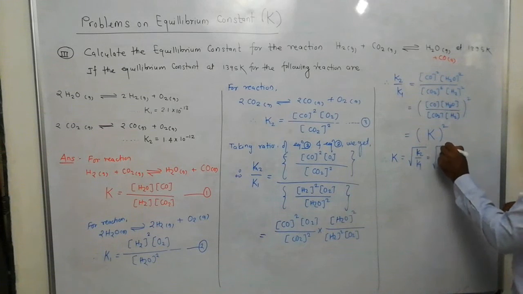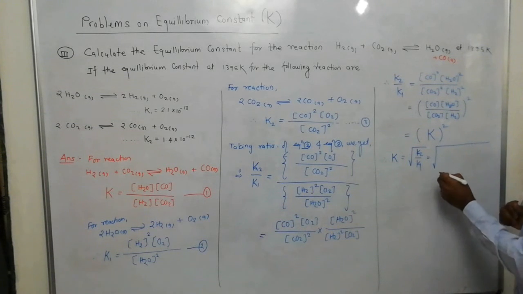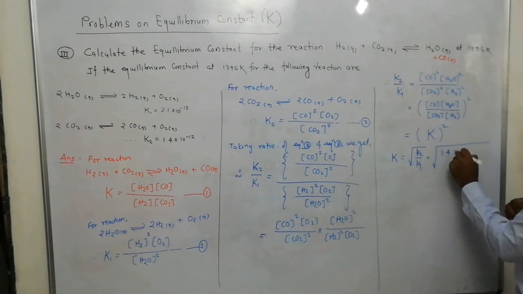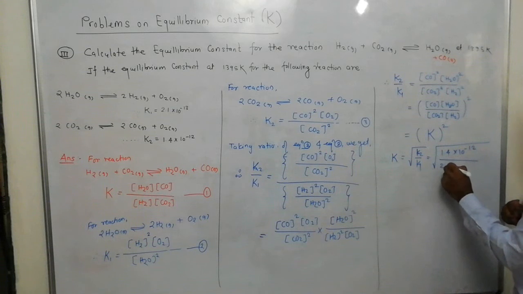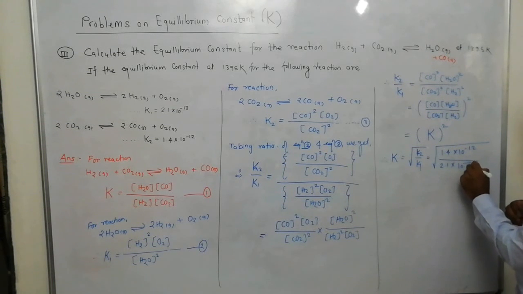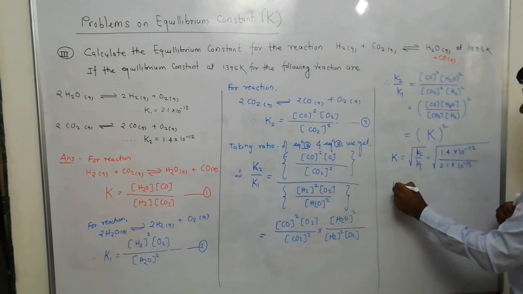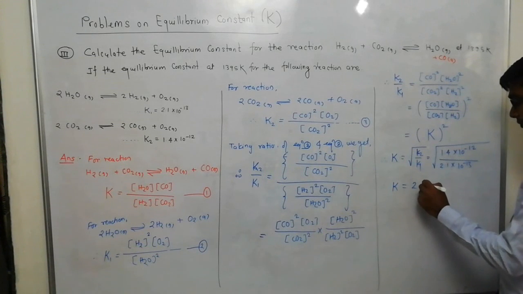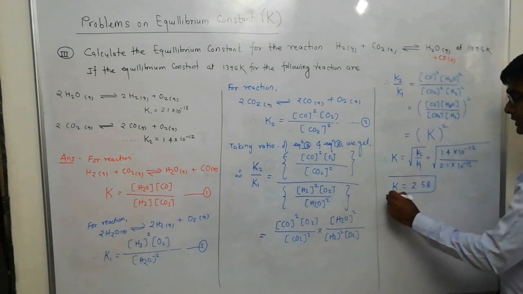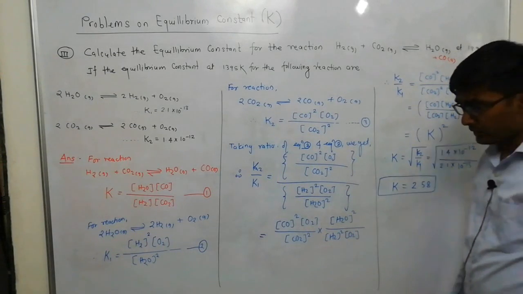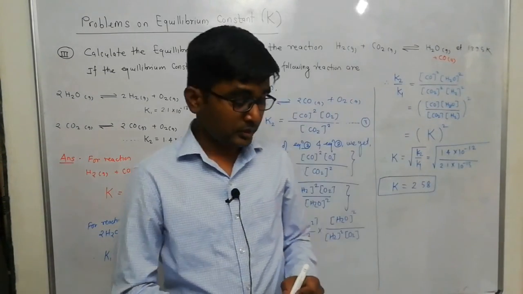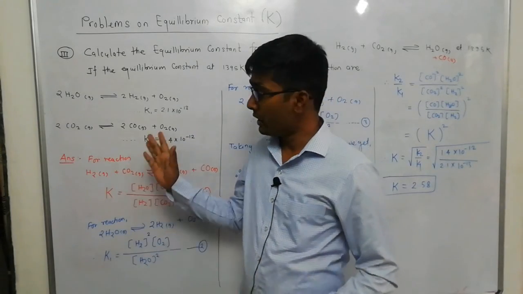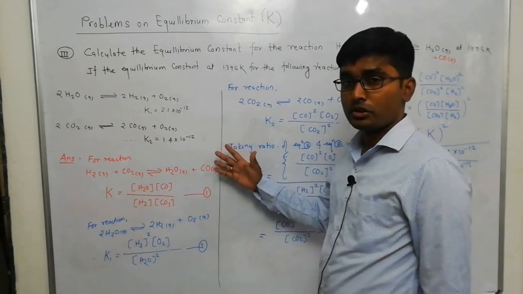which is equal to, just put this value. What is the value of K2? It is 1.4 into 10 raised to minus 12 divided by K1, 2.1 into 10 raised to minus 13. By simplifying this we get the value of K, and this value is equal to 2.58. If you don't understand this problem, then please watch this session again and again and take a screenshot of this.